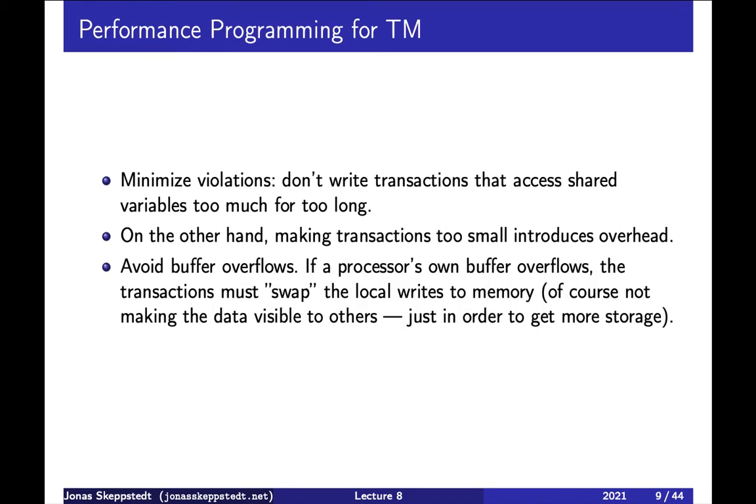So how can we optimize performance for transactional memory? Well, the obvious thing is that we should not write or create transactions that access too much shared data. It's mostly because we want to avoid conflicts. And it's also that the buffer where the local writes are done could overflow, which results in overhead. But making too small transactions also creates overhead.